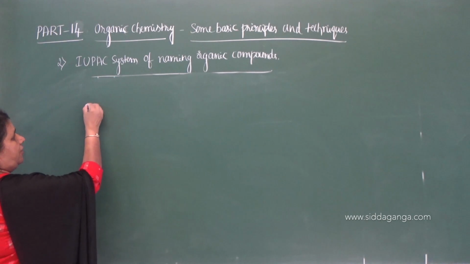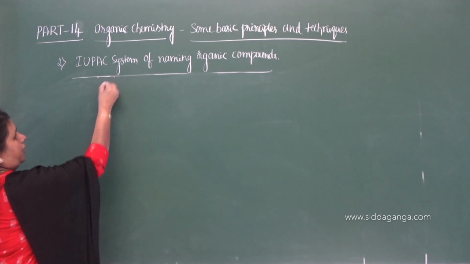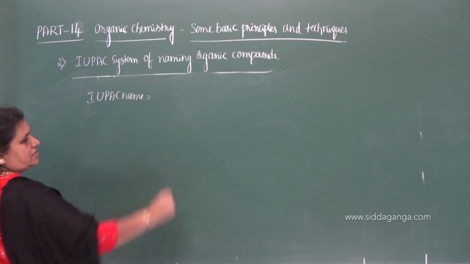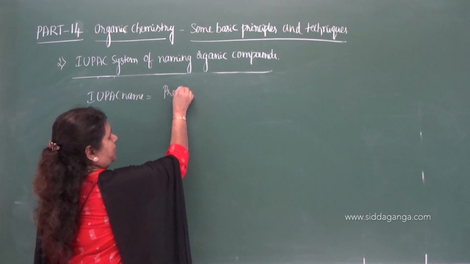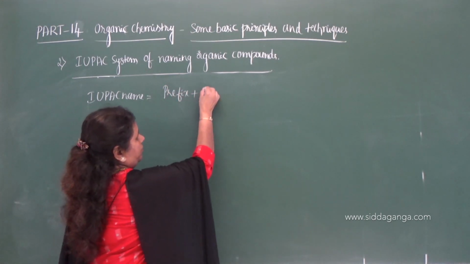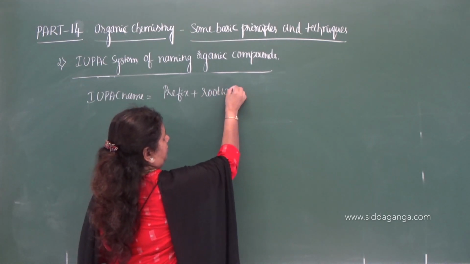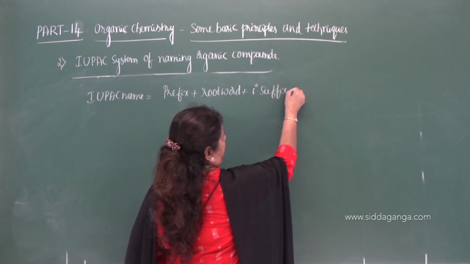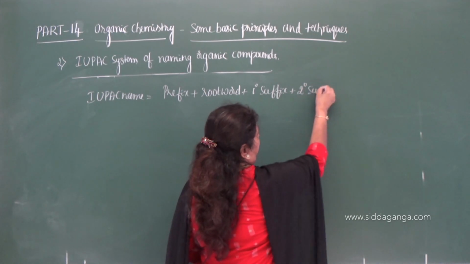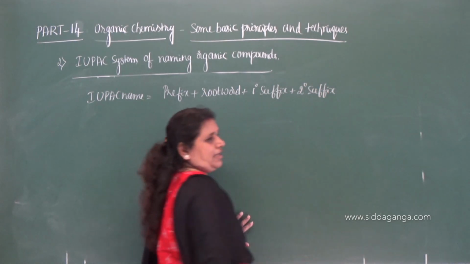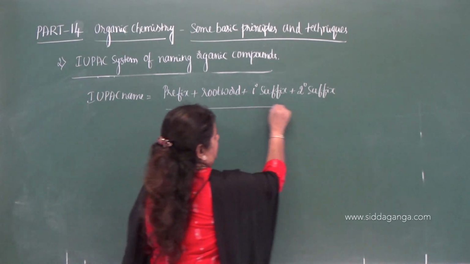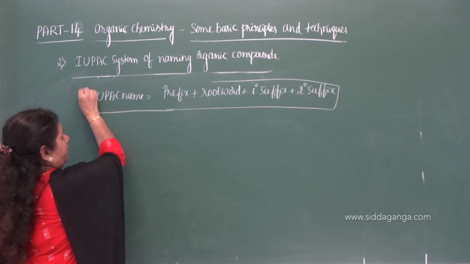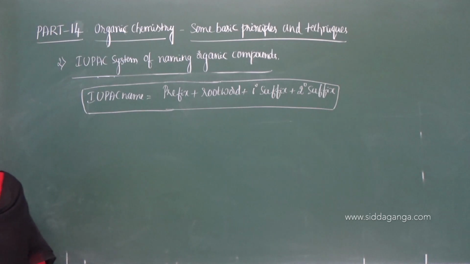So the first part will be the three parts of the IUPAC name. An IUPAC name consists of three parts: prefix plus root word, then primary suffix, and then secondary suffix. Completing the three parts gives the IUPAC name of the given organic compound.